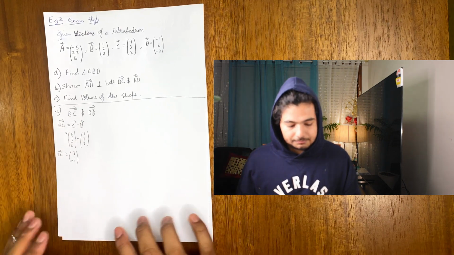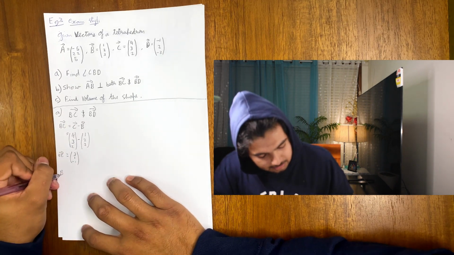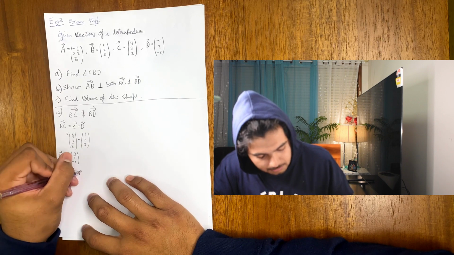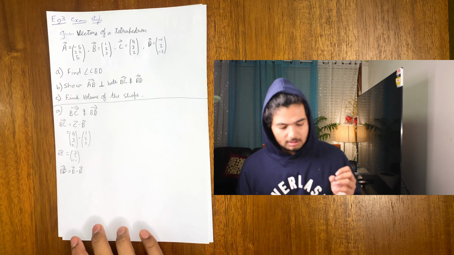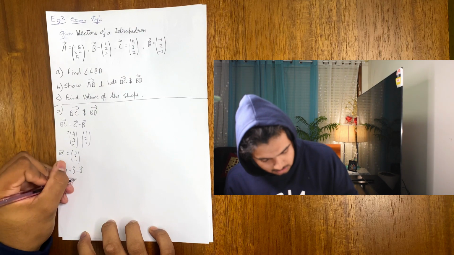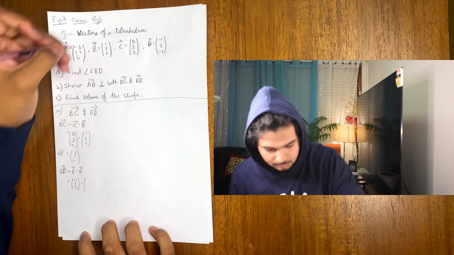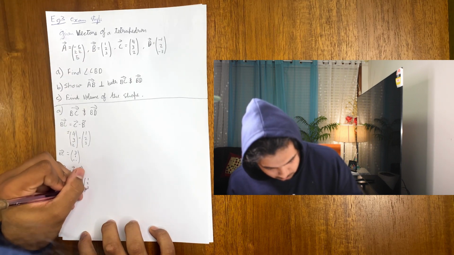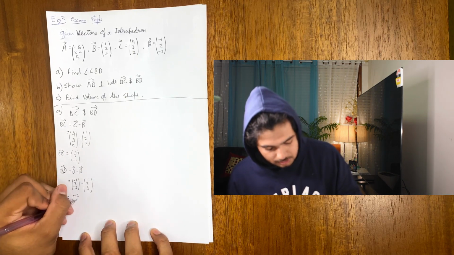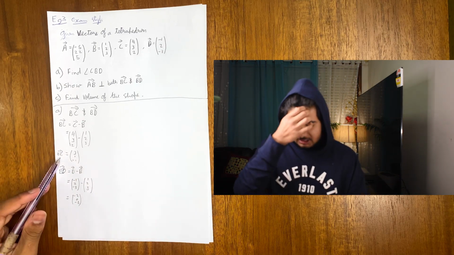Next would be BD. Vector BD is going to be vector D minus vector B. D in this case is negative 1, 2, negative 3, minus B, which is 1, 2, 3. Negative 1 minus 1 is negative 2. 2 minus 2 is 0. Negative 3 minus 3 is negative 6. So we've figured out what BC and BD are.